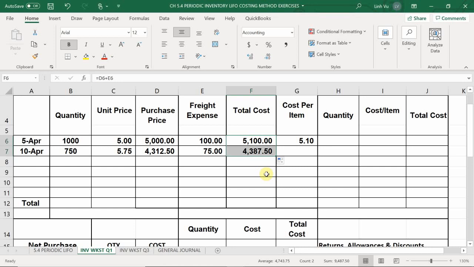Okay. So $4,312.50 plus $75 gives you $4,387.50. Okay. We're going to solve for our cost per item here, which is going to be $5.85, right? You take your $4,387.50 and you divide that evenly across 750 units.